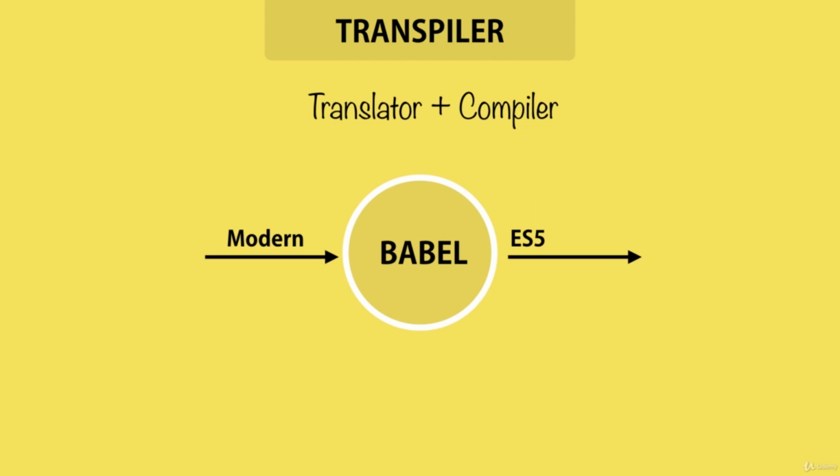Earlier, I showed you Babel. Babel is an example of a very popular transpiler for modern JavaScript.